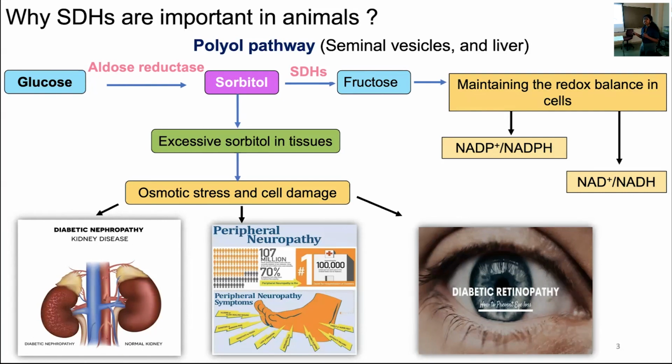And if you are a diabetic individual, there are some implications taking place in your body because of this. For example, you could see cataract formation in your eyes, problems in the nervous system, as well as kidney disease, which is caused by this cellular damage.